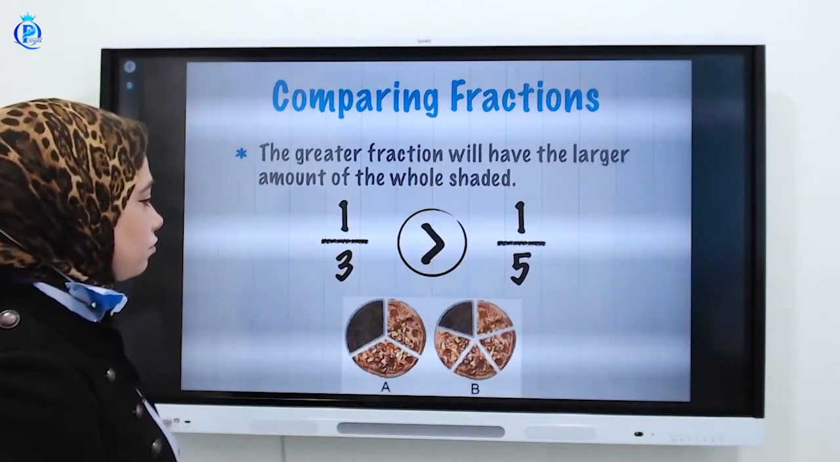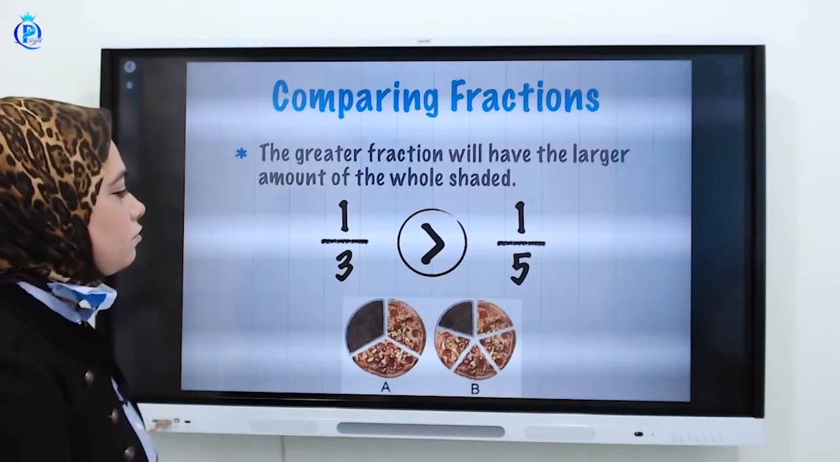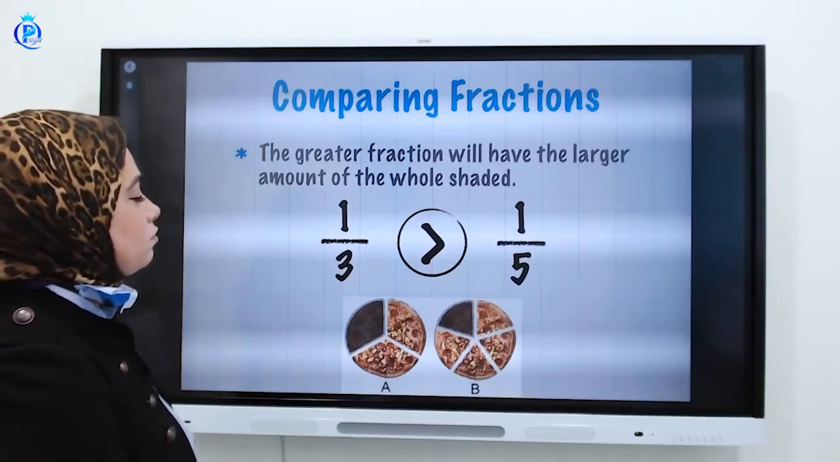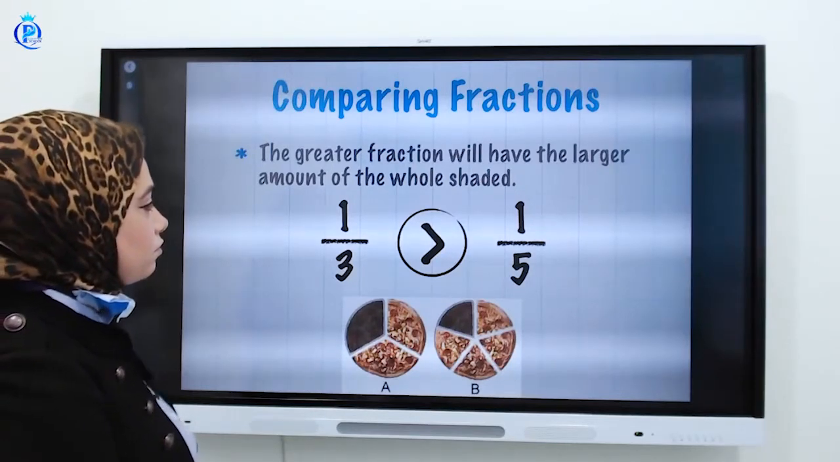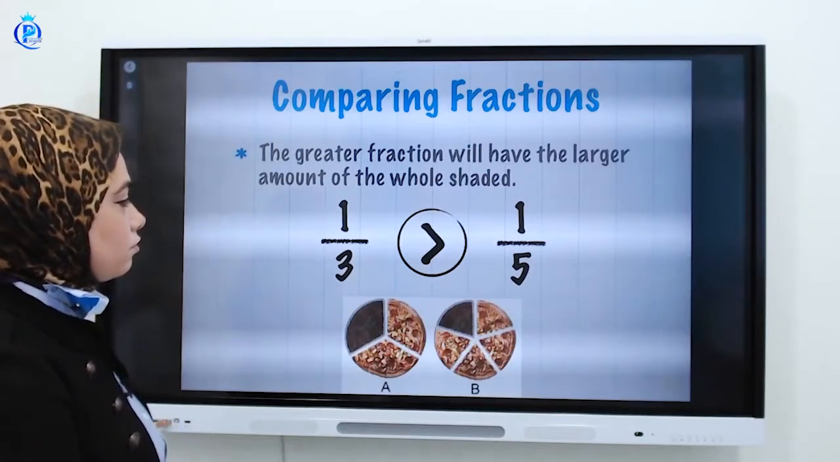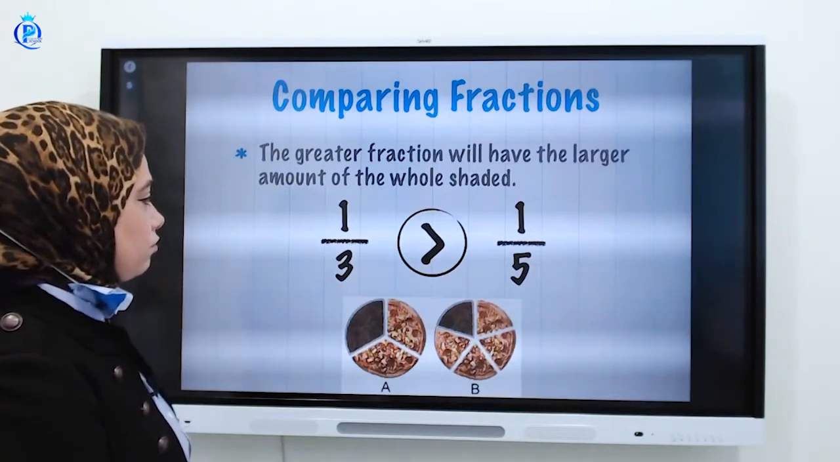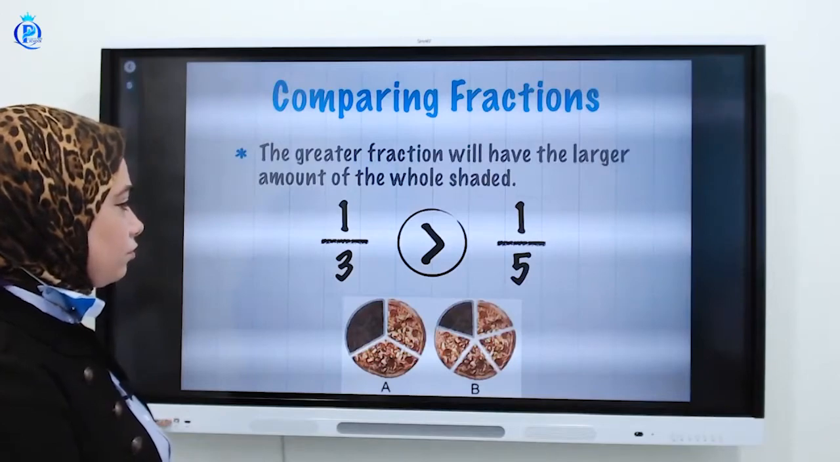The fewer pieces you have, the bigger those pieces are going to be. You always want to look at how much is shaded. Don't just look at the actual numbers. Look at the amount of the whole.